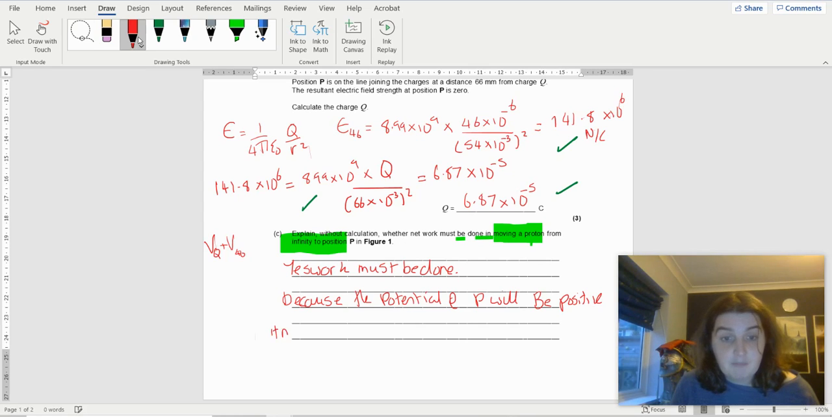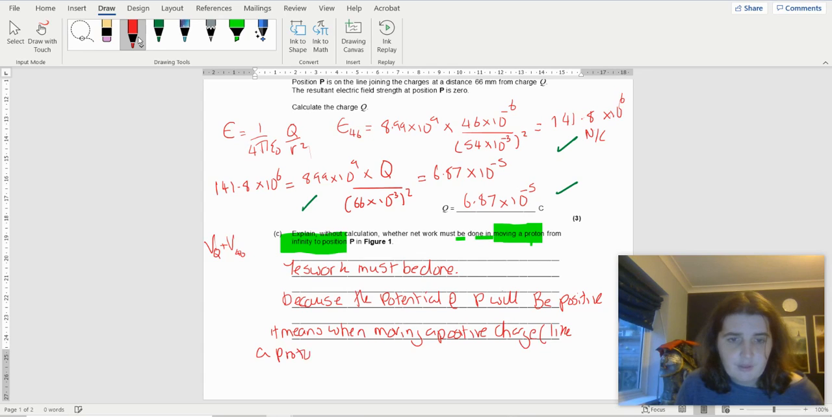It means when moving a positive charge like a proton, you would have to do work basically to overcome the repulsion.